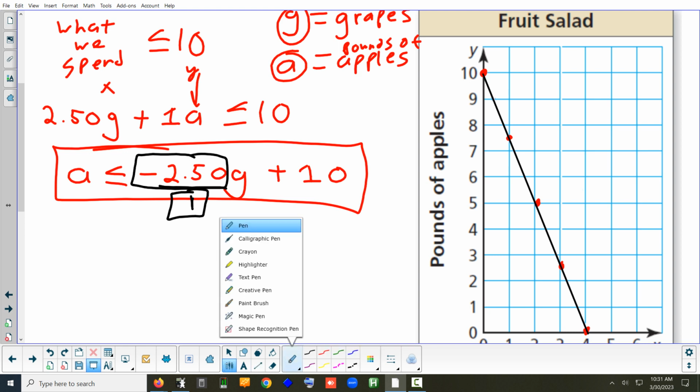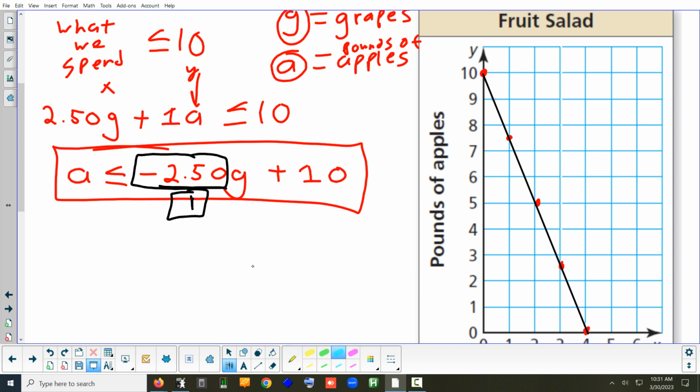All right, now, where would I shade? Above the line or below the line? Yeah, below, because we had a less than. So you can shade everywhere. I need a little bit smaller highlighter to kind of finish that. Right in there.